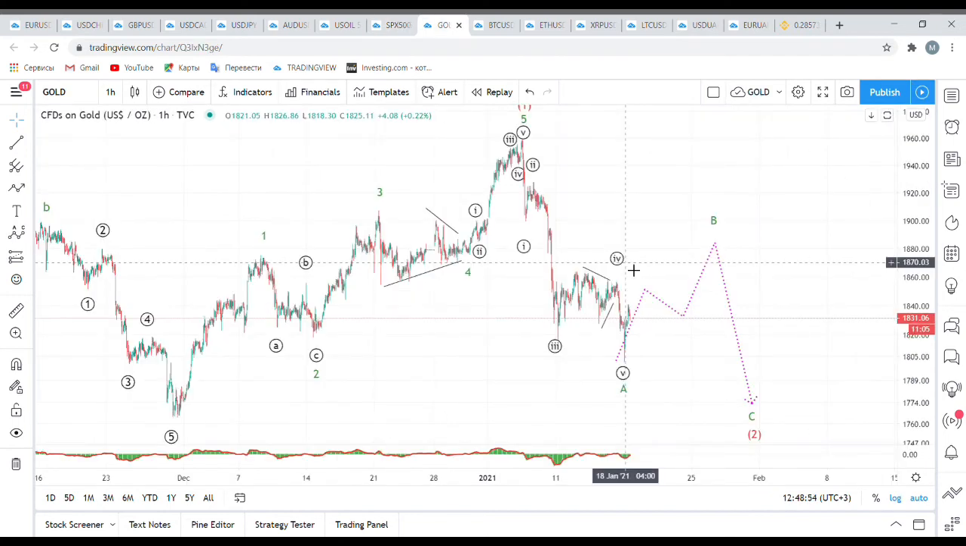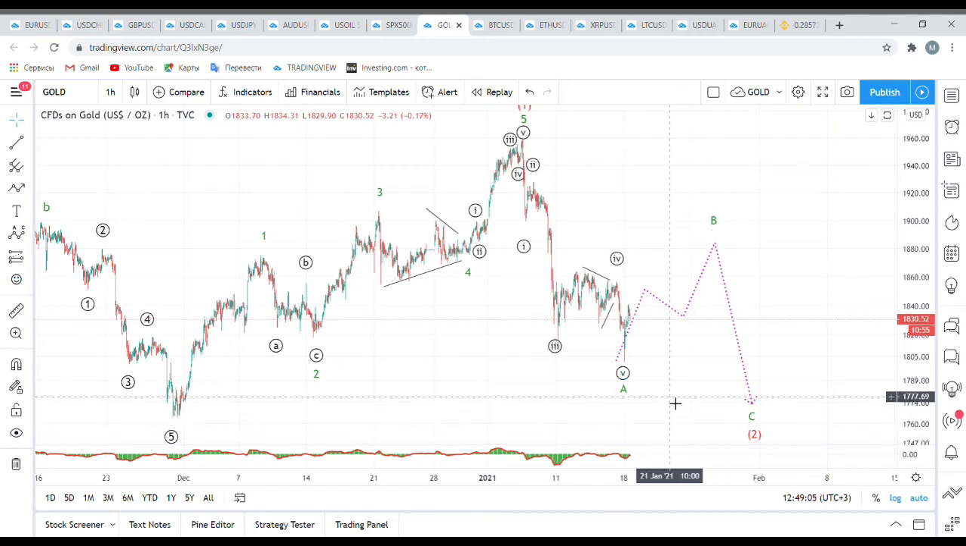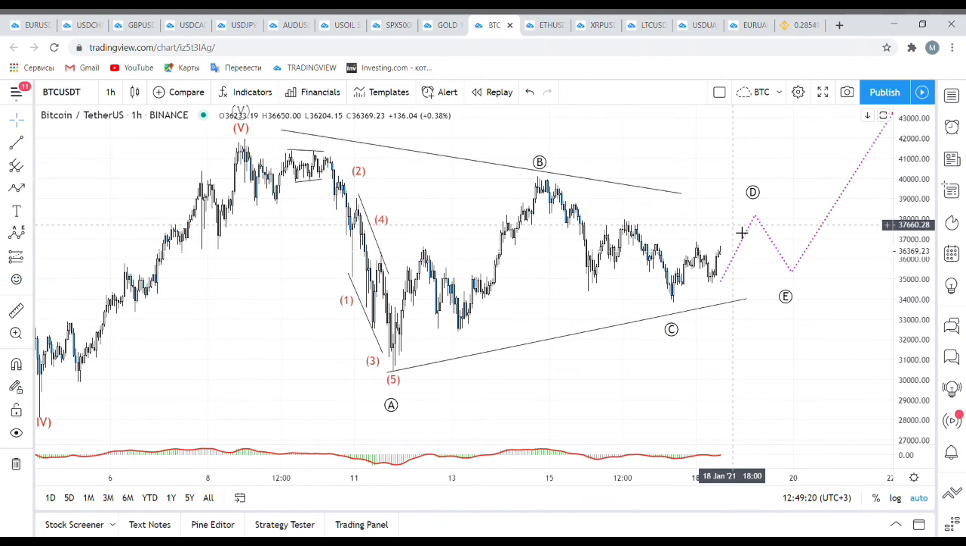In the gold market, we get a clear downward impulse with waves 1, 2, 3, 4 and 5. While I think this is a wave A in wave 2, so after wave B I expect at least one more decline. And the last for today, Bitcoin.